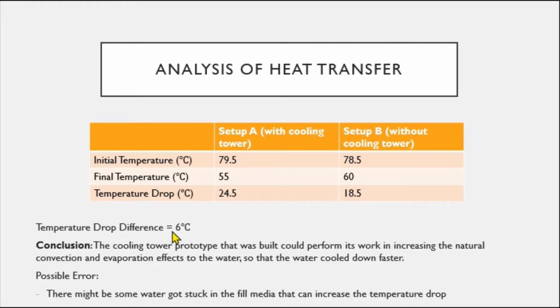And then from this result, we can take a conclusion. The cooling tower prototype that was built could perform its work in increasing the natural convection and evaporation effects to the water so that the water cooled down faster.